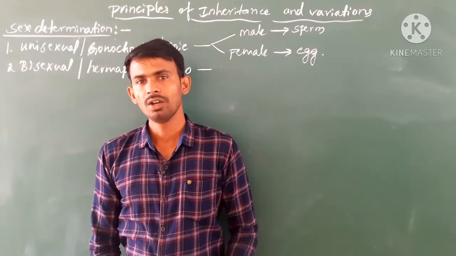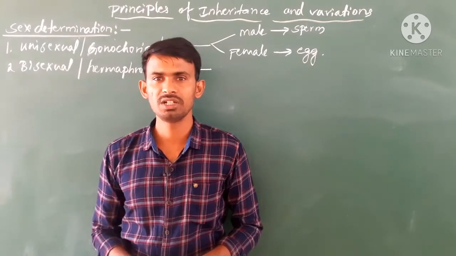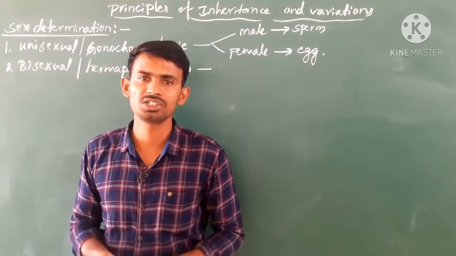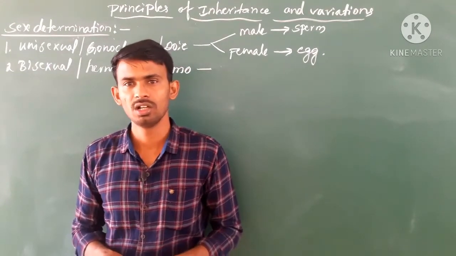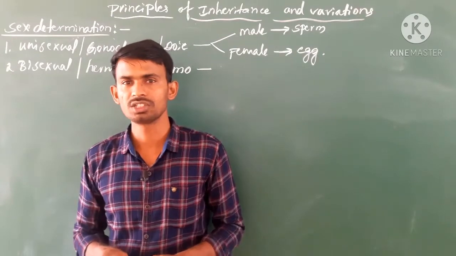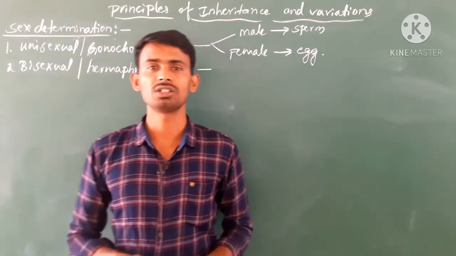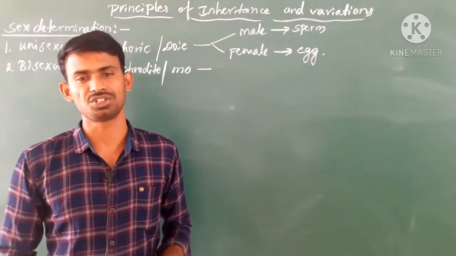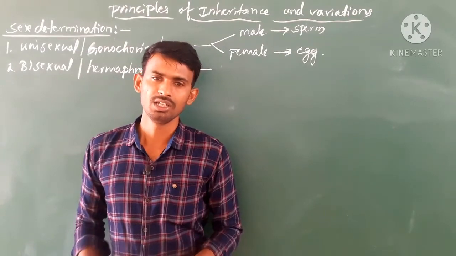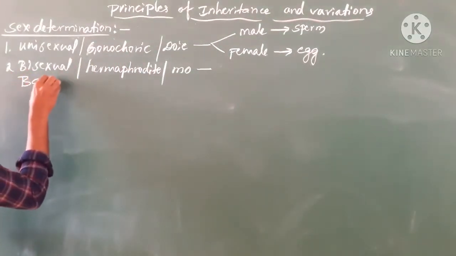Here, with the development of the primary sex organs, we determine the males or the females. During the developmental stages of the organisms, they develop the secondary sexual characters. Such development of these secondary sexual characters is called sexual differentiation.